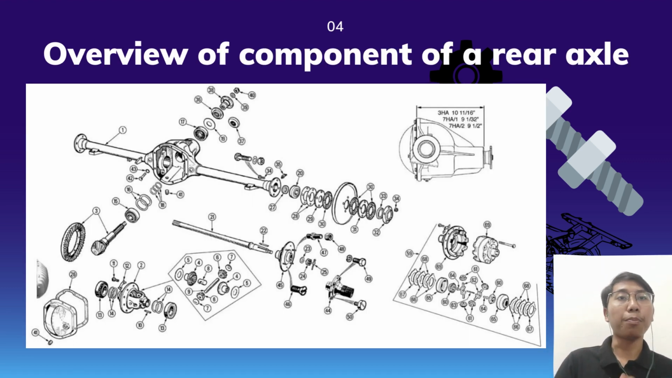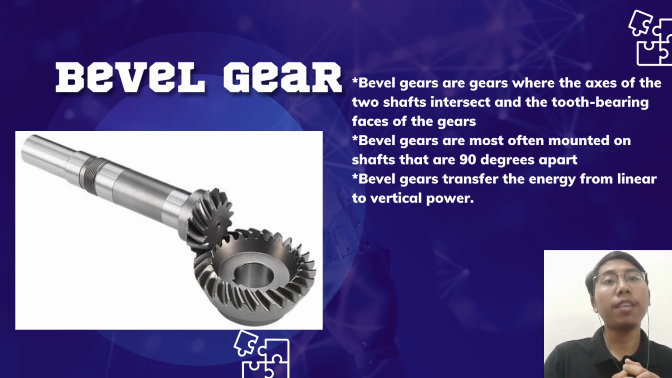This is the overview of the components. Firstly, we took the bevel gear, which includes the pinion gear and also the ring gear. Secondly, we took the shaft. Thirdly, we took the bolt, and lastly, we took the bearing. For my part, I do the bevel gear component.